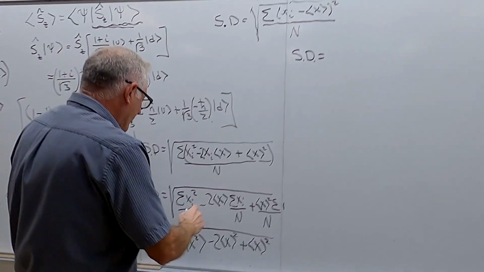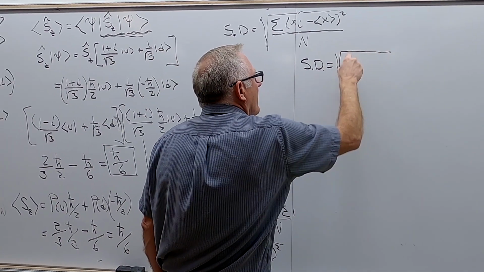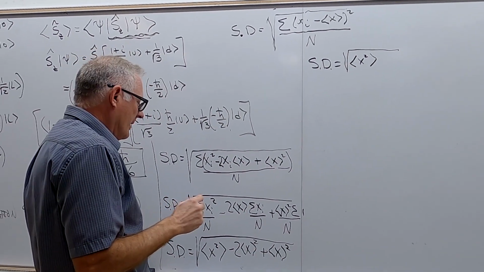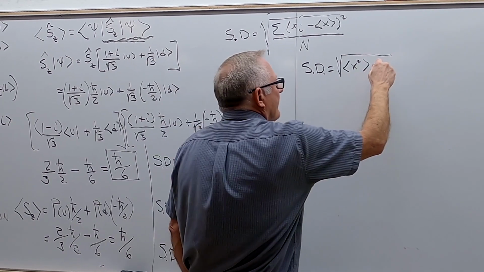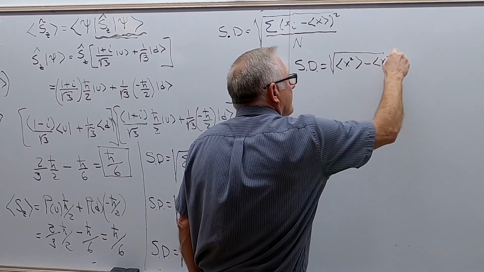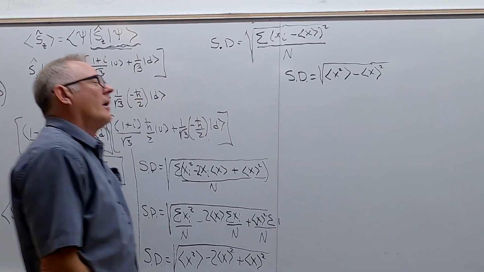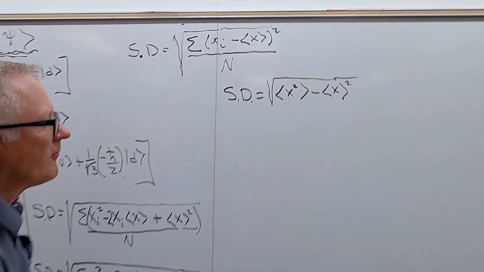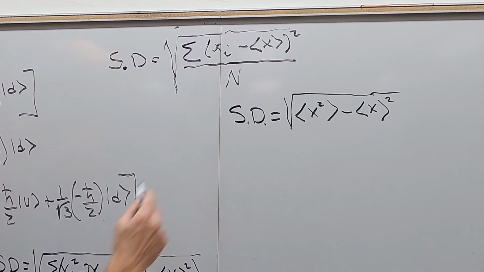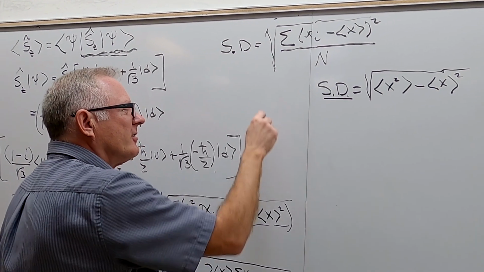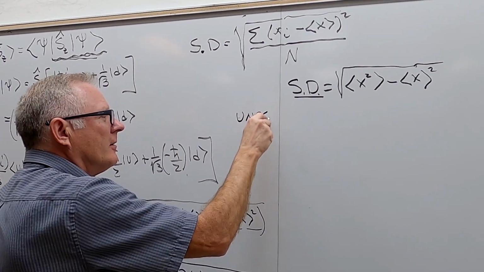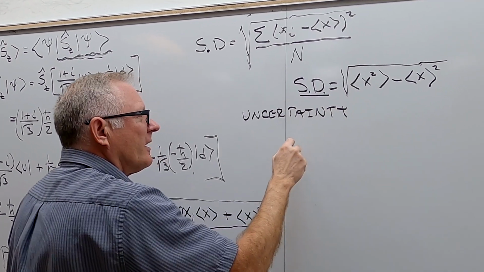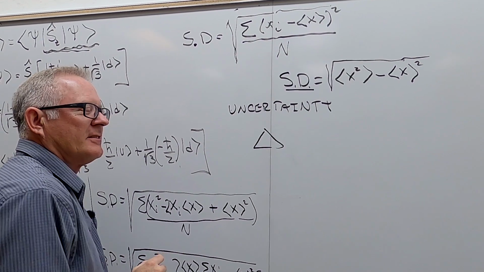is equal to the square root of the average of the square minus the average squared. Okay, so that's a definition for the standard deviation. For us, we're not going to call it the standard deviation, we're going to call it the uncertainty. And we're going to use that symbol for the uncertainty.